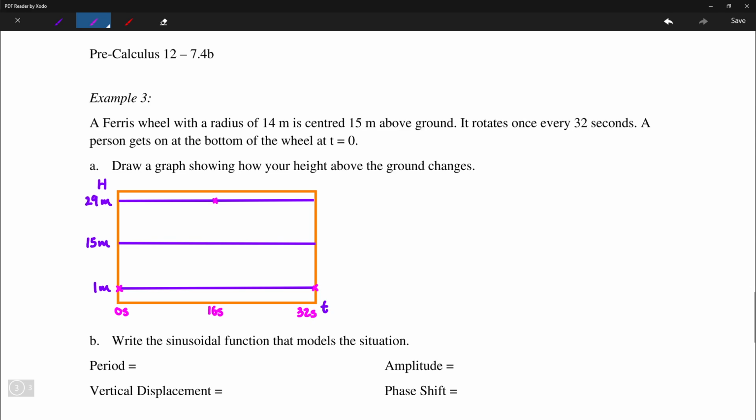And finally, at the two different quarter marks, we'll have the height being on the midline. So this is 8 seconds in, the person will be 15 meters above ground, and 24 seconds in, the person will also be 15 meters above ground. Okay, and then what we can do is connect the points together as a sinusoidal curve. So something that looks like this.